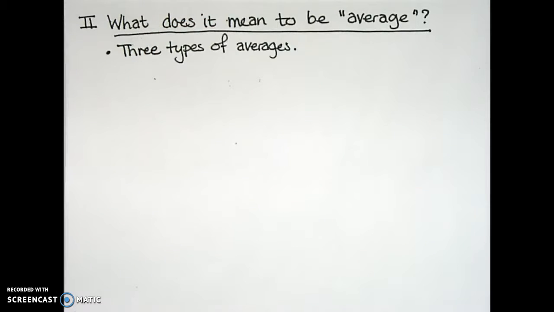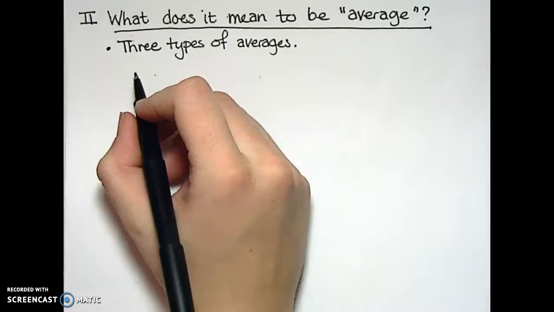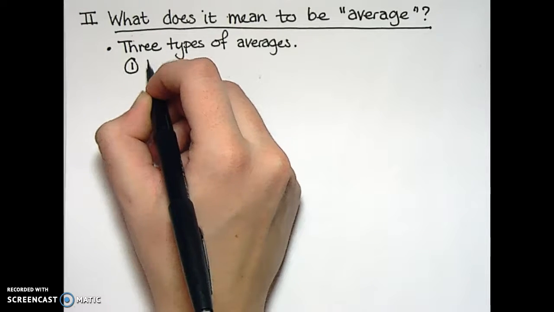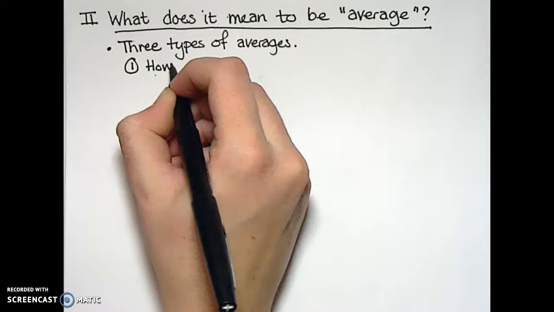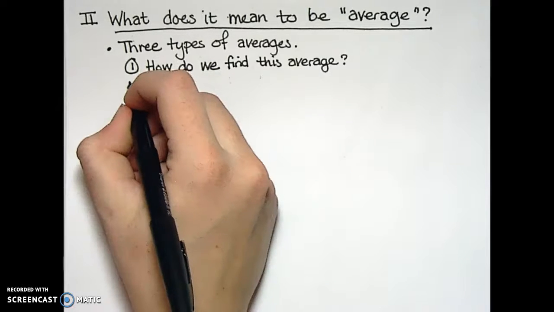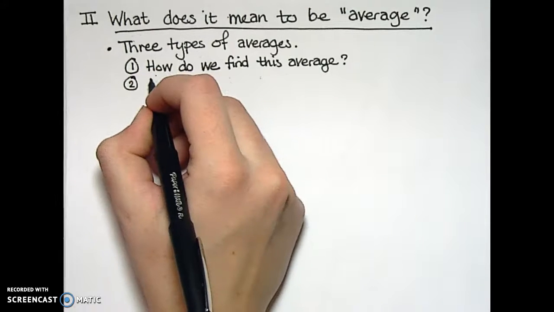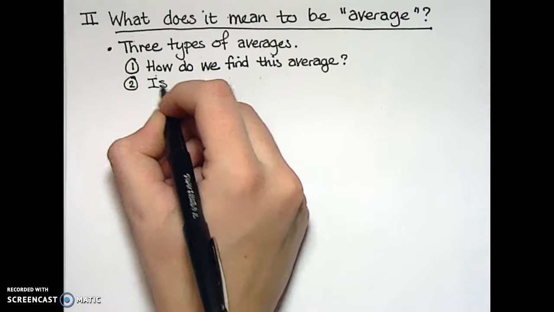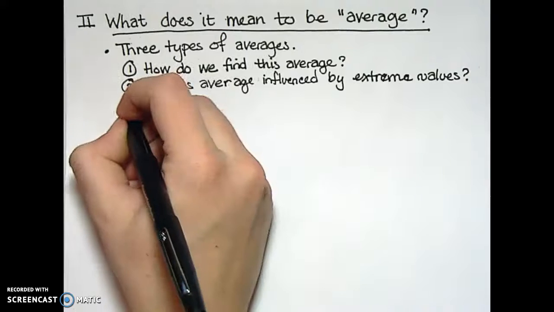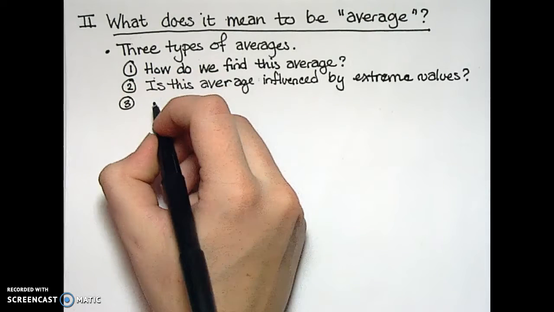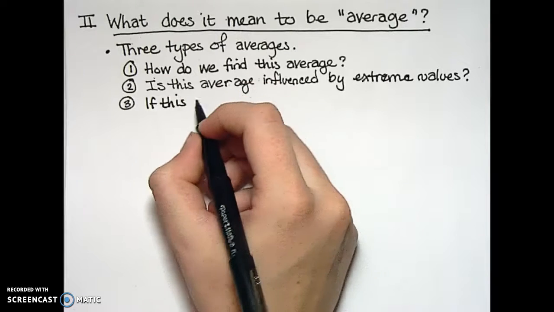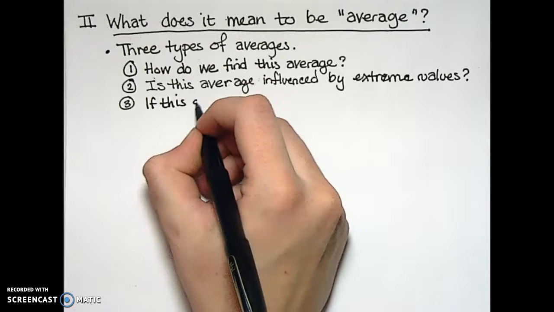We will introduce these three types of averages in turn, and as we do so, there are three questions that we want to ask. First, how do we find this average? Secondly, is this average influenced by extreme values, or what we call outliers? And finally, if this average exists, is it necessarily one of the data values?